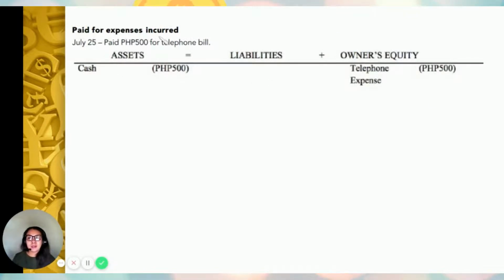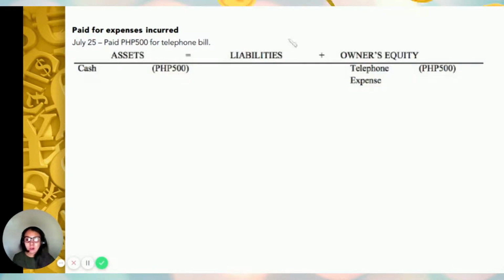Paid for expenses incurred. In this case, we paid 500 pesos for telephone bill. If you paid, that means our cash decreased. So we have a 500 deduction in cash. Again, we put the value in parentheses. When we put it in parentheses, that means we are going to deduct it from a certain value. So in this case, there's a decrease of 500 pesos because we paid.